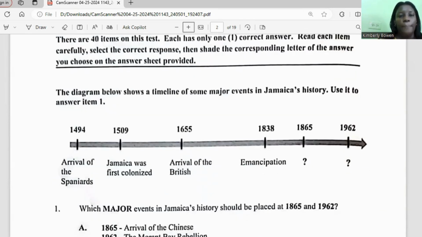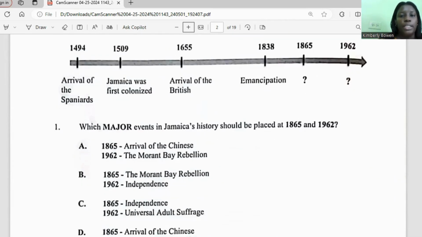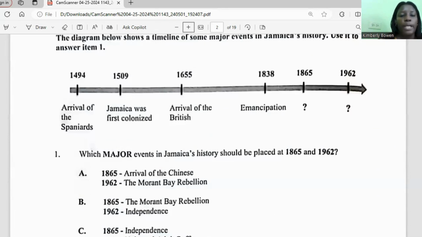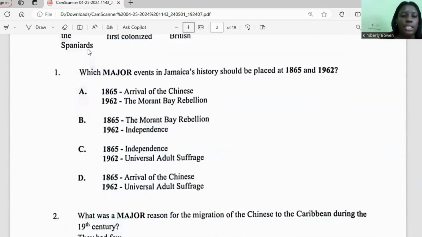Number one, the diagram below shows a timeline of some major events in Jamaica's history. Use it to answer item 1. We're seeing the timeline there. Which major events in Jamaica's history should be placed at 1865 and 1962? In 1865, it was the Morant Bay Rebellion, and in 1962, Jamaica gained independence. So the correct answer is B.